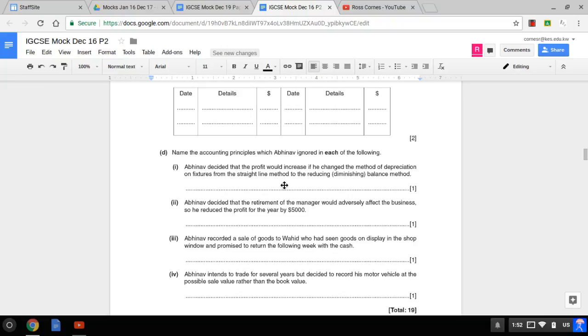Changing methods of depreciation, that's consistency. So he shouldn't have done it, he's not being consistent. Manager retiring is going to reduce his profit by $5,000. The problem with that is you can't accurately measure the impact on the business of the retirement of a manager. So that one's got to be money measurement.